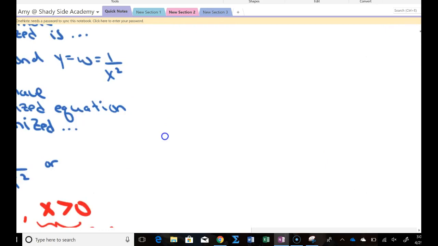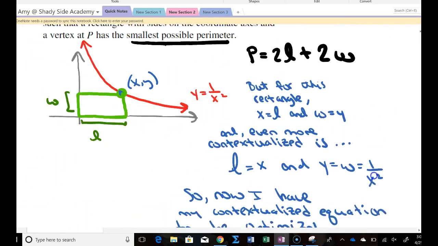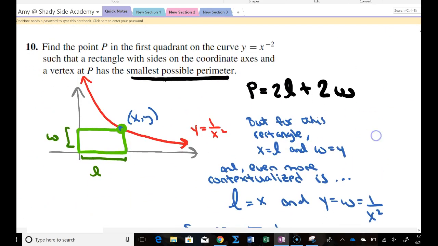Okay? And then I did one of the applied optimization questions here. Right here, find the point P in the first quadrant on the curve y equals x to the negative second, such that a rectangle with sides on the coordinate axes and a vertex at P has the smallest possible perimeter. So here is the thing to be optimized, and here is my totally uncontextualized equation to be optimized.